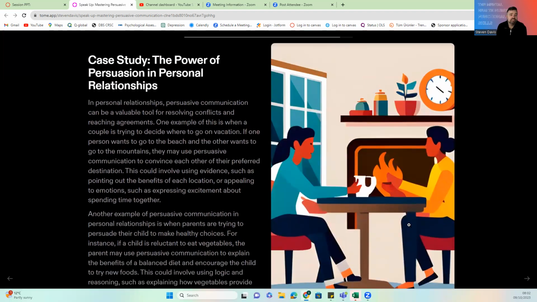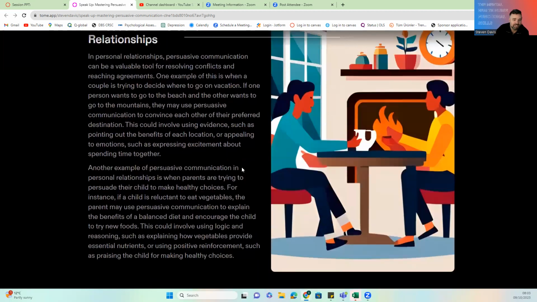Next, in this case study, we look at persuasion in personal relationships. In personal relationships, persuasive communication can be a valuable tool, if used right, in resolving conflicts and reaching agreements. One example of this is when a couple is trying to decide where to go on vacation. If one person wants to go to the beach whilst the other wants to go to the mountains, they may use persuasive communication to convince each other of their preferred destination. This involves using evidence, such as pointing out the benefits of each location, or appealing to emotions, such as excitement about spending time together.